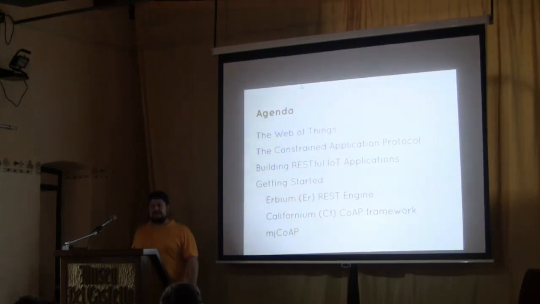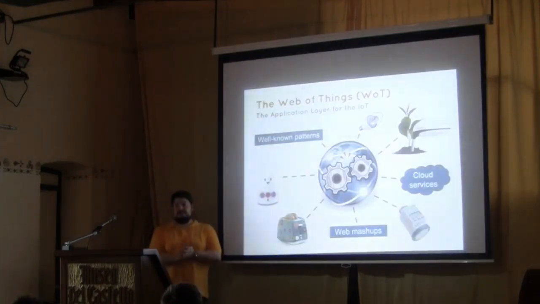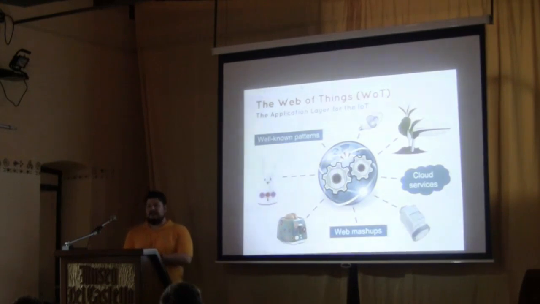That's the agenda. I just told you about it. So first, the Web of Things. We're always talking about the Internet of Things. What's the Web of Things? Then the Constrained Application Protocol CoAP, building RESTful IoT applications, and then get you started with some libraries and code to actually do it. So what's the Web of Things?